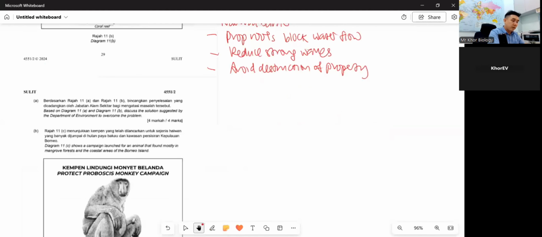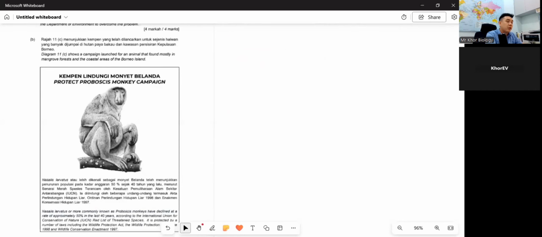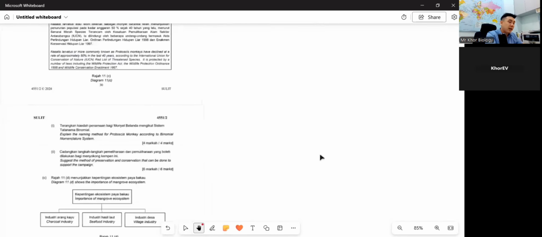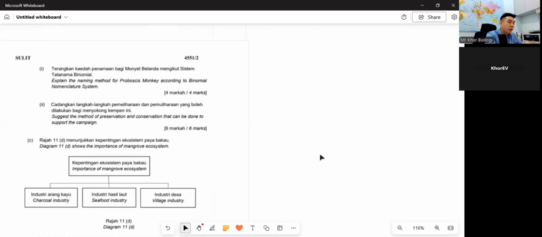Okay, next. Protect this proboscis monkey, which is actually on high alert because it's going to go extinct soon. On a serious note, not for exam purposes. So here, guys, anyway, we're not talking so much about the monkey. We are talking more about number 1 first, the naming.